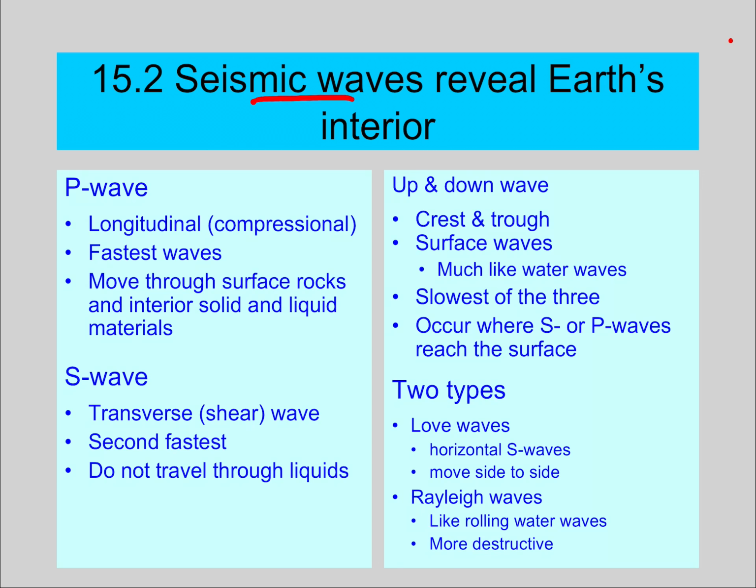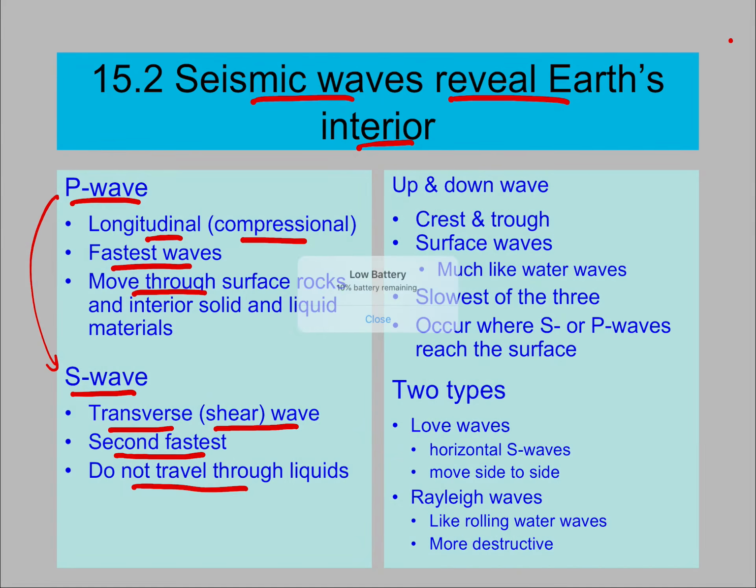We use seismic waves to reveal Earth's interior. We have two different types of waves, a P wave and an S wave. P waves are longitudinal, compressional, and the fastest waves, and they move through the surface rocks and interior solid and liquid materials. Transverse waves, on the other hand, are called shear waves. They are second fastest, but they do not travel through liquids, so that makes them unique.